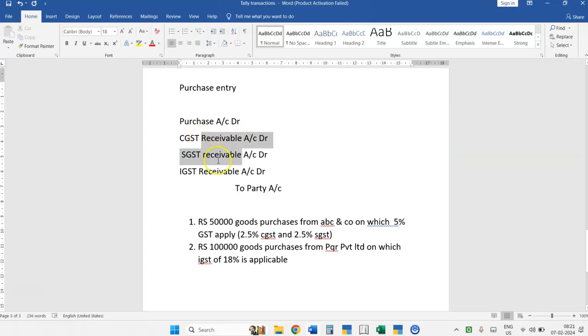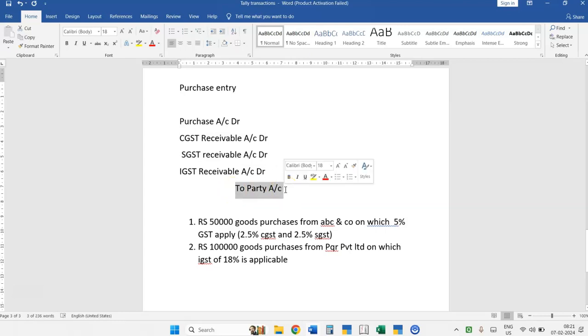Then the GST receivable account is required to be debited, because whatever GST is charged on that purchase transaction, you will get the input tax credit whenever GST is required to be paid by your organization. So GST will become your asset on the purchase transaction. So the GST account will be debited and the party account will be credited.